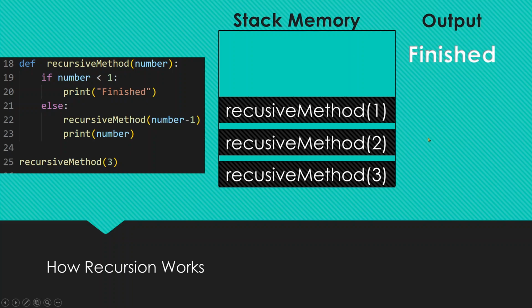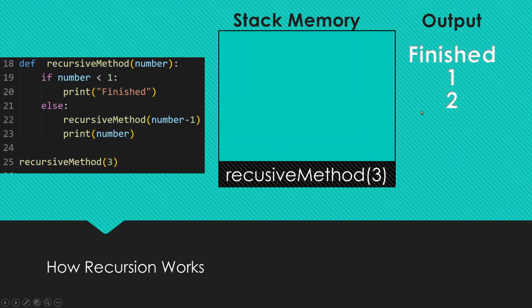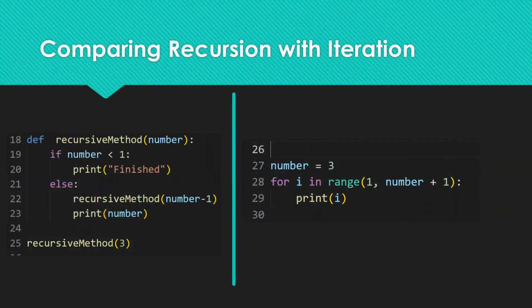Then next, we are going to print 1. We are going to print the number 1. Then we remove the recursive method from the stack memory. Then we are going to print 2 and remove 2 now. We're going to print 3, then remove 3. So we are printing 3 because it was stored in the stack memory earlier. So generally, that is how a recursive method operates in the stack memory.